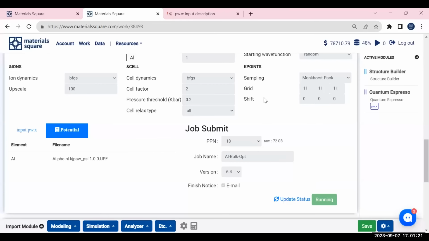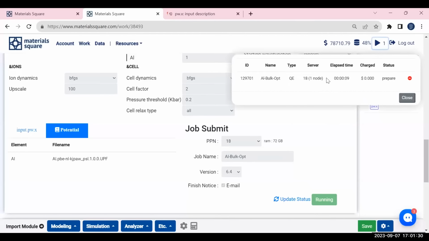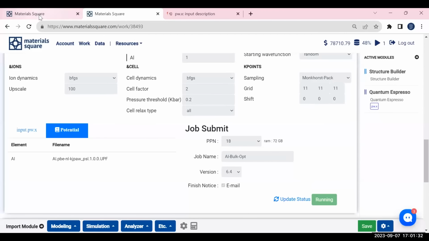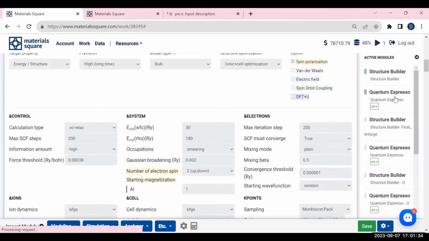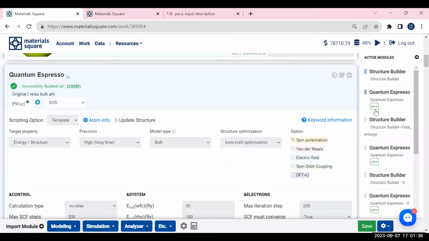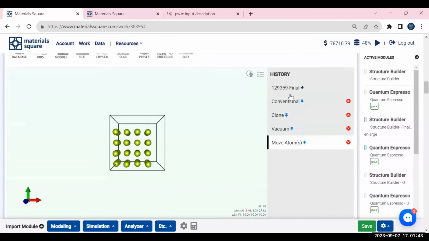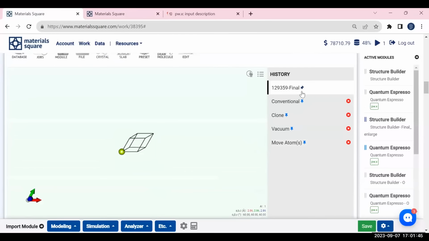So once your job is submitted, you will see it in the bar in here. You will see that your calculation is submitted and under preparation, and you just need to wait. However, I have already done this calculation, and green color means it's already done and calculated. So the next step, I have to call the final structure calculation, okay?